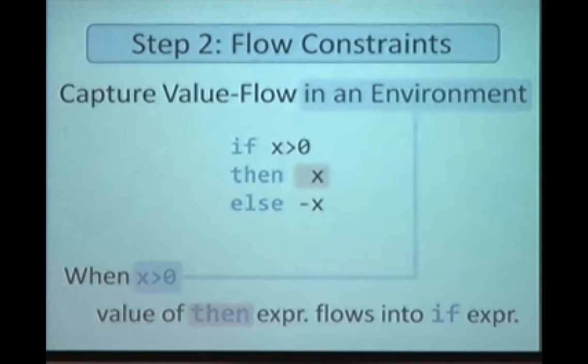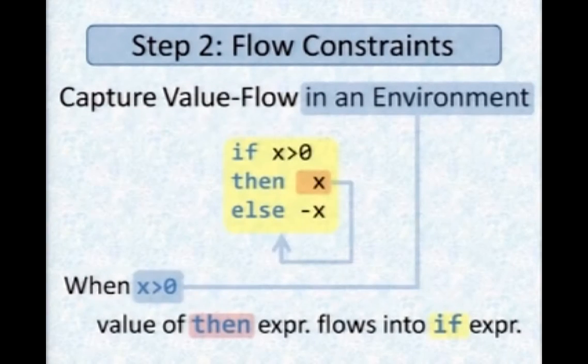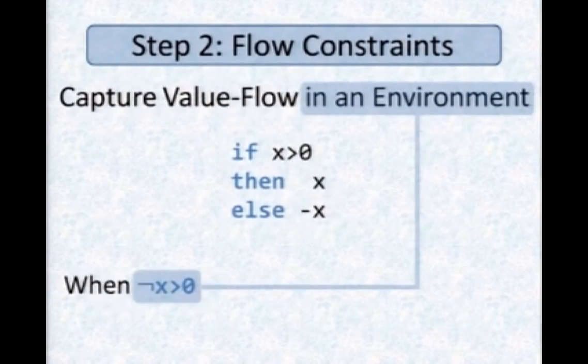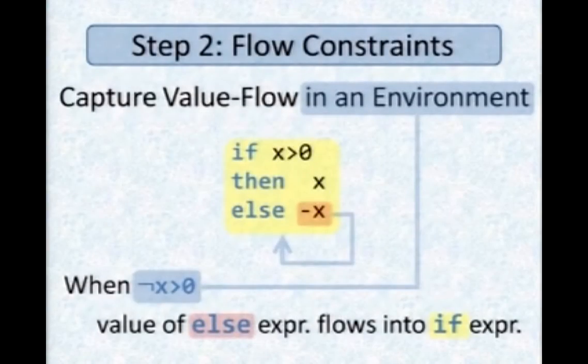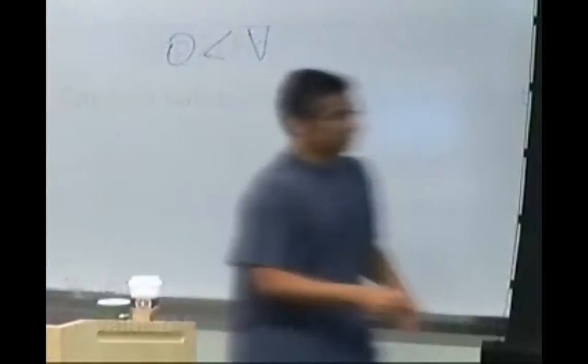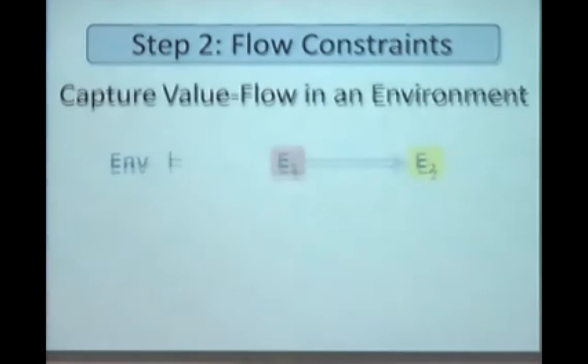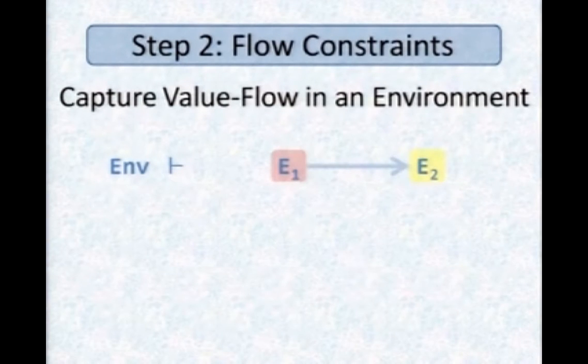So I'm going to draw that as this x expression flows into the whole if-then-else, okay? And when x is not greater than 0, the else expression flows into the if. So this is the value flow. In this world, the else expression flows into the entire if. This is what I want to capture with my value flow constraints. And so now we're going to write these constraints like so.